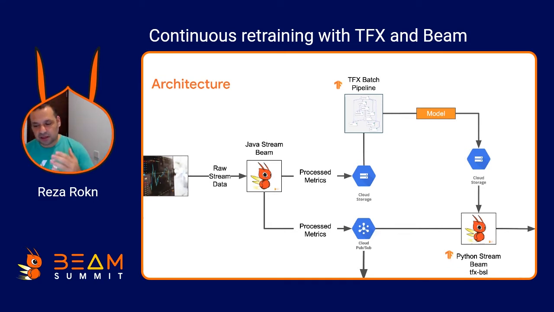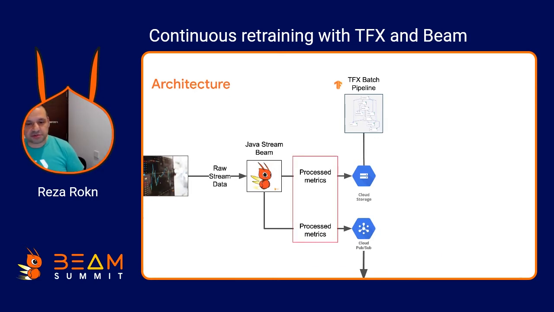The TFX team has something called TFX BSL, which contains an inference module, the run inference, and that's available as a Beam transform. So we can plug that directly into a Python stream processing pipeline and run inference against the data that we've sent into our publish and subscribe API. Of course, that could be Kafka instead of PubSub as well, or any medium for getting the information from one side to the other.